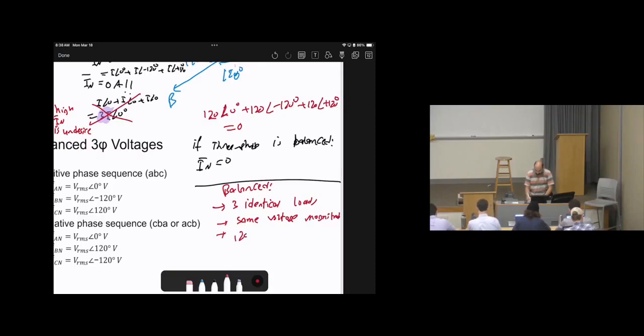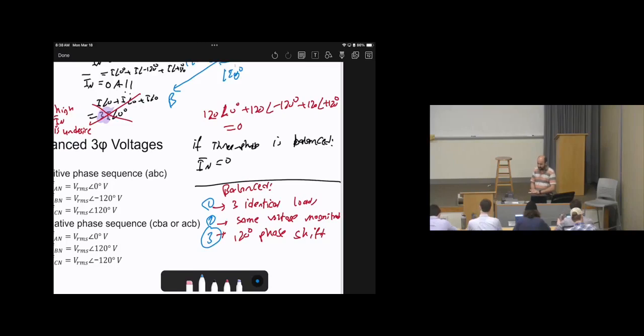Then we have 120 degrees phase shift. These 3 conditions must be met. When you read any statement, it says it is balanced. If you see any statement, is it balanced or not? Then you need to check these 3 conditions. 1, 2, 3. Those are the balanced conditions. That's how you test whether the system is balanced or not. Okay? Does this make sense?